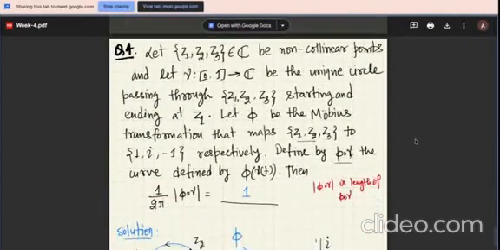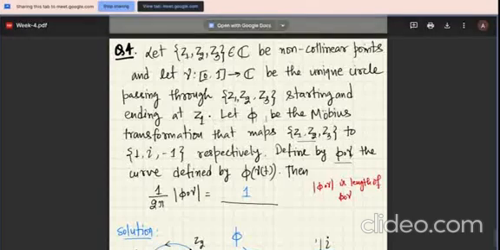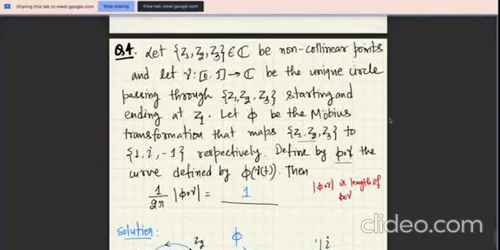Okay, so now the next question is on the length of the curve. Let Z1, Z2, Z3 be three non-collinear points, and let gamma be the unique circle passing through these, starting and ending at Z1. With three non-collinear points we know we have a unique circle. Let phi be the Mobius transformation that maps Z1, Z2, Z3 to 1, I and minus 1 respectively.